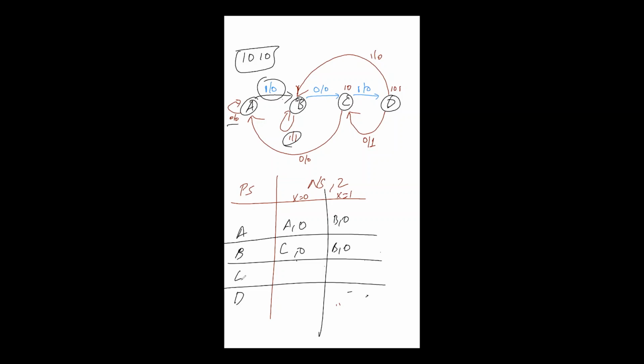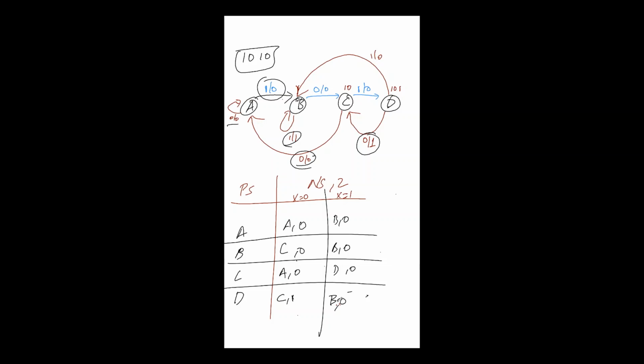If you are at state C, you are giving 0, so you are moving to A. You can check, and output is 0. If you are at D and if you are giving 0, see here, you are getting 1 as output and you are moving to C, right? If you are at D and if you are getting 1 as your input, you will move to B with 0. So this is the state table and state diagram.